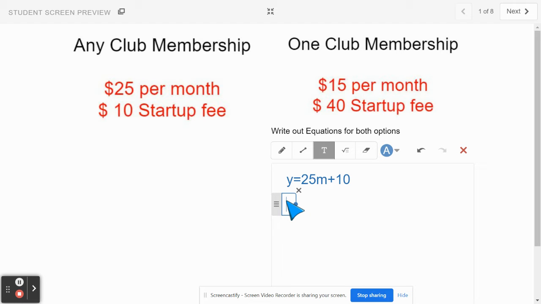y equals, use a different color. This one, y equals, won't let me change colors, huh? Let's go. Come on, whatever. All right, so y equals, go ahead and do the next one, $15 per month plus 40. Okay, and those are your two equations.